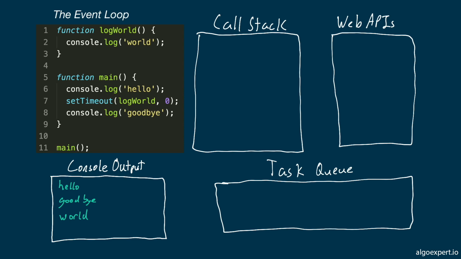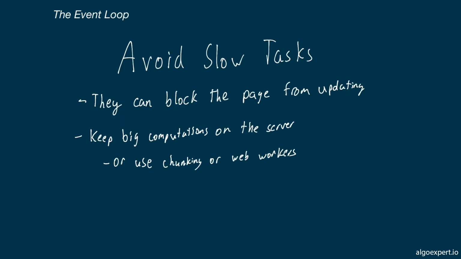So the key takeaway from this example is that even though logWorld had a 0-second delay, it still had to wait for the other code to finish before it could be run. And now this brings us to a very important point, and that is that we want to avoid slow tasks in the browser. If a task is extremely slow, it will block the page from rendering, timeouts from calling their callbacks, and a bunch more.